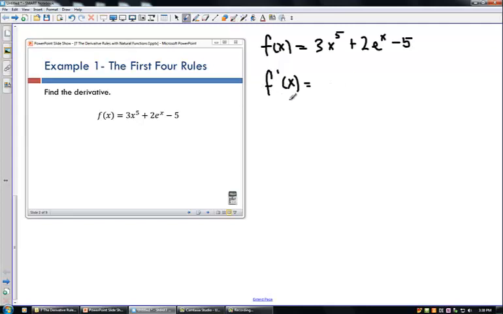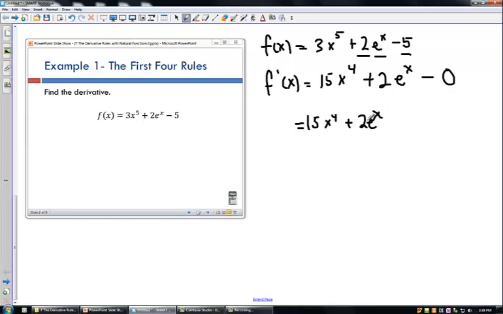And so to find the derivative, f prime of x is equal to, the 5 is going to come down, so I get 15. You take away 1 from the power, x to the 4th, so it's just a power rule, plus 2 times e to the x. So the derivative of a constant times a function is just a constant times the derivative of the function, and the derivative of e to the x is just e to the x, minus, and finally the derivative of 5, which is 0. And so this is equal to 15 x to the 4th plus 2 e to the x.